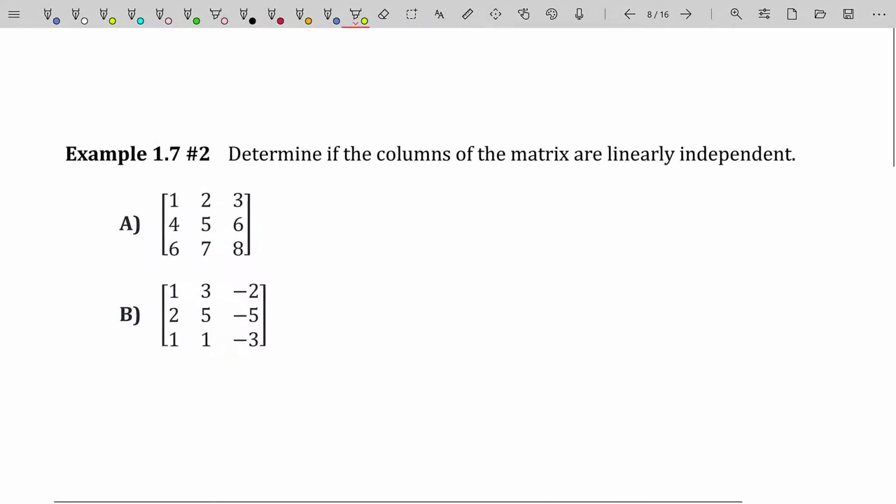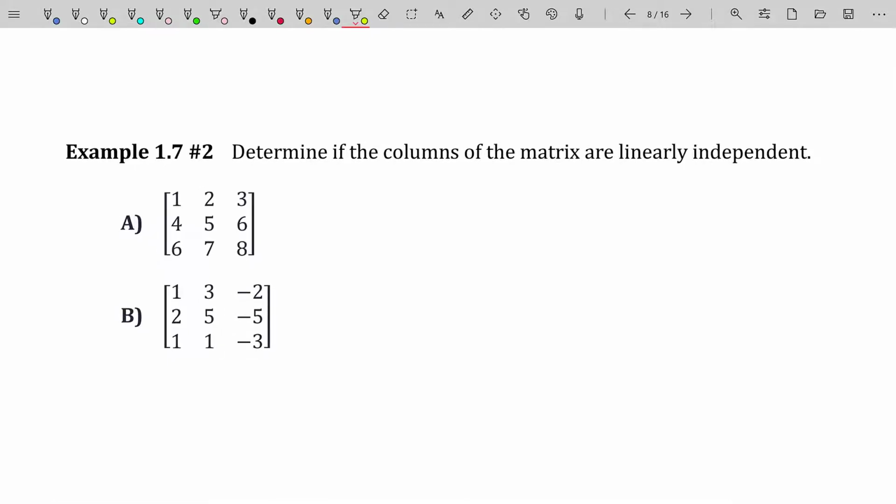Determine if the columns of the matrix are linearly independent. Or I could have worded it differently and said, determine if the columns of the matrix are linearly dependent. It doesn't really matter. You're doing the same action no matter what.